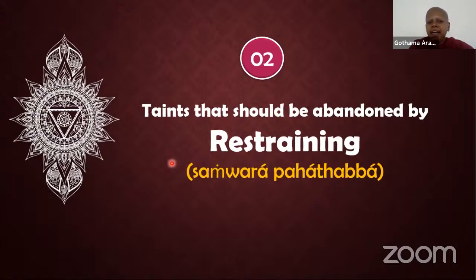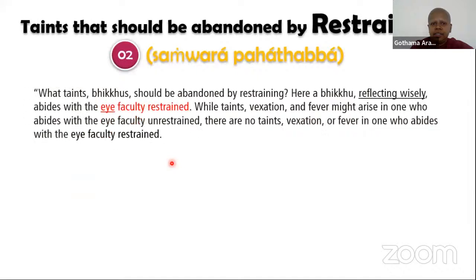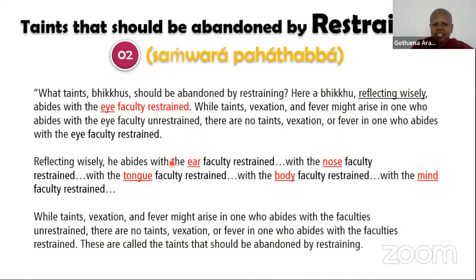Okay, number 2. Taints that should be abandoned by restraining. So taints, there are 7 steps. We talked about the first step, taints that should be removed by seeing. That is the understanding of the Anicca, Dukkha, Anatta. That is number 1. This is number 2: taints that should be abandoned by restraining. Okay, there's quite a lot, but I will just go to the examples and pictures so that you can understand better.